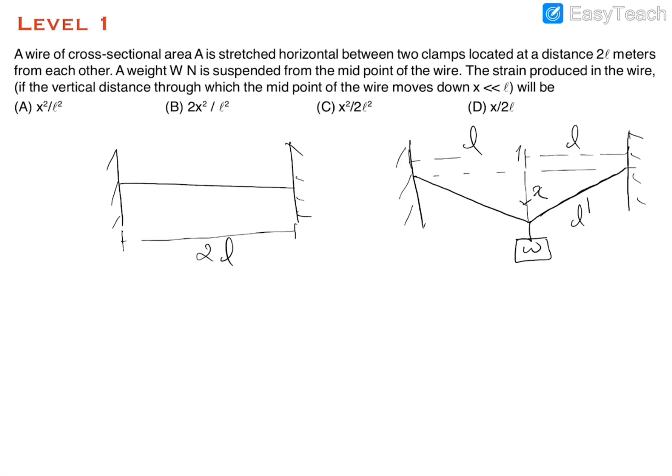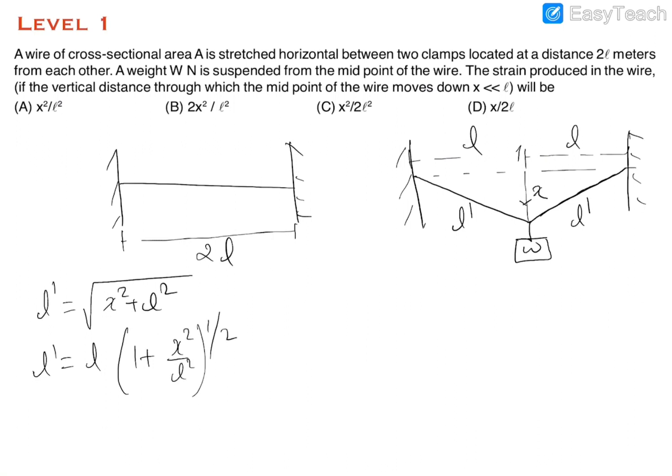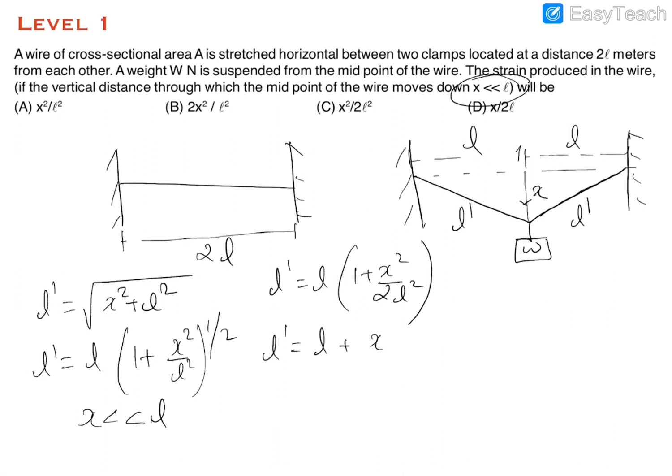Now let us suppose that this length is L dash, the new length. So L dash would be greater than L for obvious reasons, and L dash will be equal to under root of x square plus L square by Pythagoras theorem. So L dash will be equal to, if I take L common, L into (1 plus x square by L square) to the power half. And it is given in the question that x is very less than L. So we can apply the binomial theorem, and therefore L dash is equal to L into (1 plus x square by 2L square). Okay, so now L dash is equal to L plus x square by 2L, and L dash minus L is equal to x square by 2L.